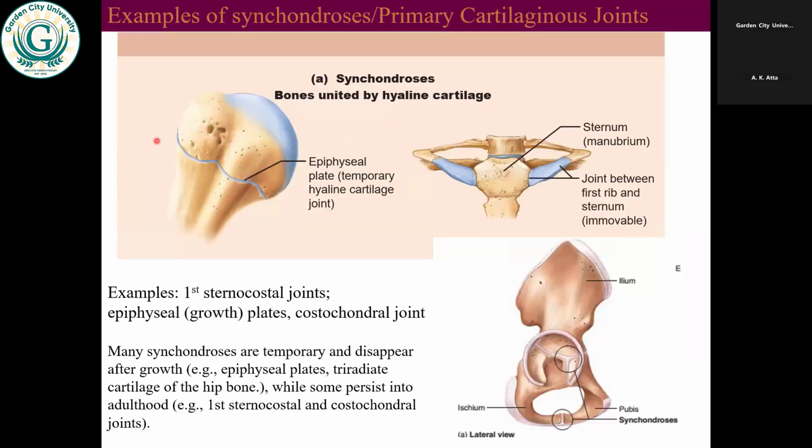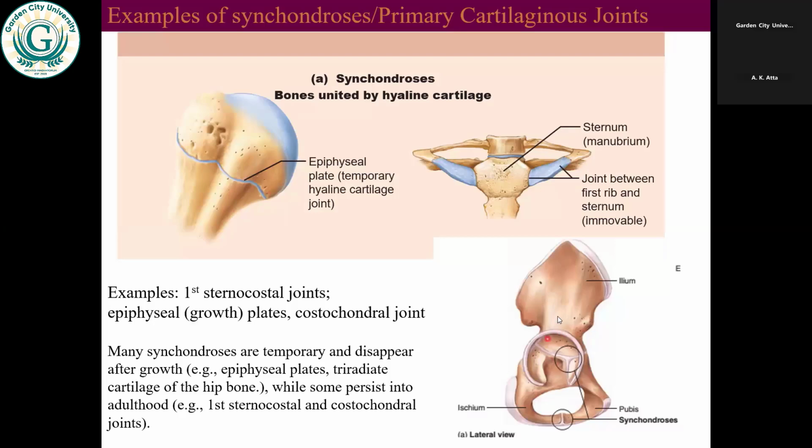Then we can also have a hyaline cartilage uniting the bones. So if it's a hyaline cartilage, then it's a primary cartilaginous joint or a synchondrosis. The joint between the epiphysis and the diaphysis in the growing bone, remember within the growing bone, there's the epiphyseal plate. So here there's diaphysis and epiphysis. That one too, you can classify as a primary cartilaginous joint.